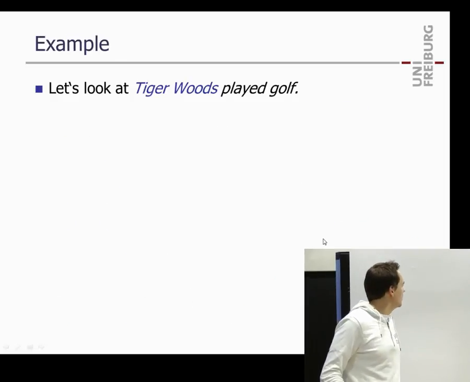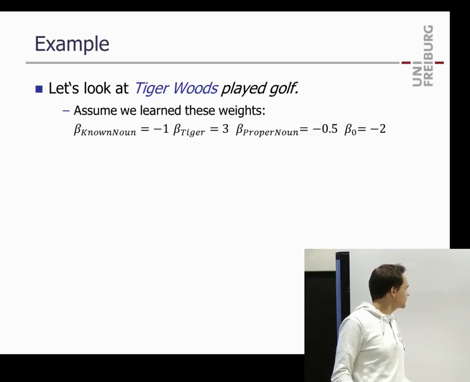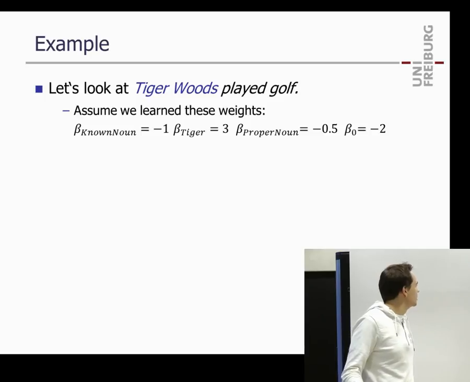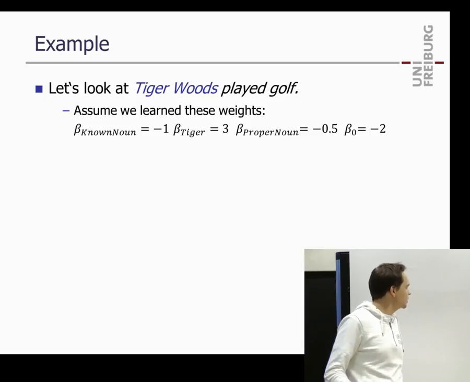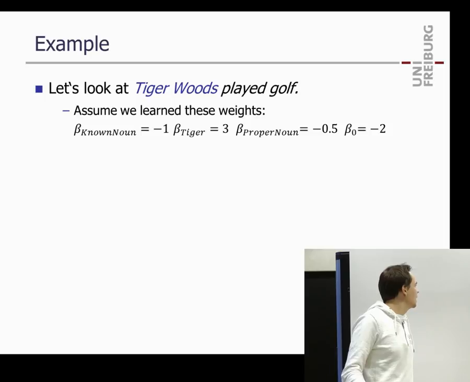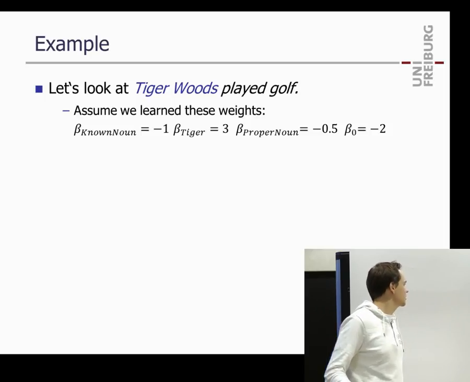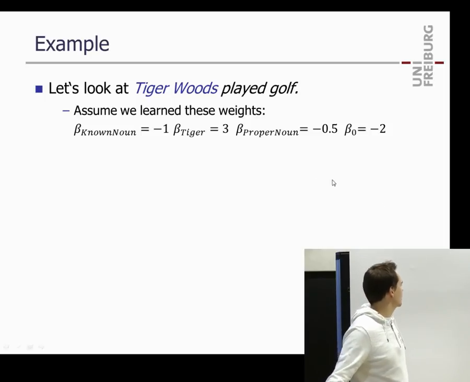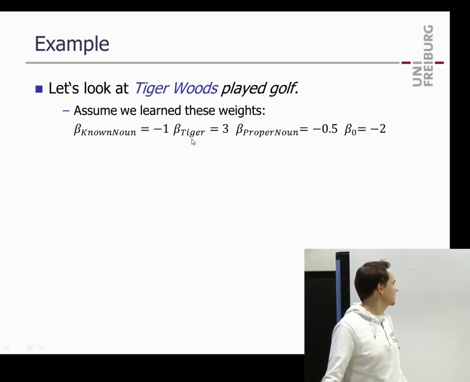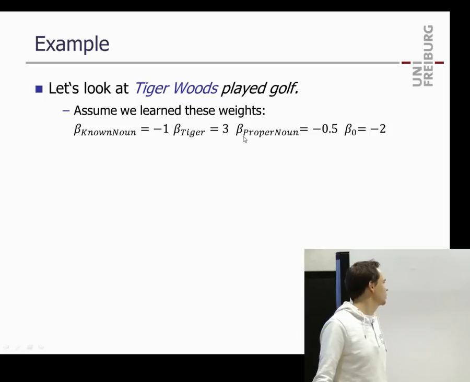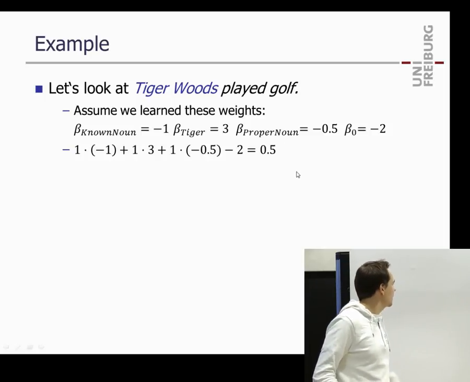Okay. So let's look at our running example, which is Tiger Woods played golf. And assume now training is finished. Assume we learned these weights. Assume that noun has a weight of -1, tiger has a weight of 3, proper noun has a weight of -0.5, and our intercept term has a weight of -2. So in our case, these values would indicate that tiger usually is a person. I mean, it's a bit of a made-up example. And noun usually indicates it's probably not a person, and so on.